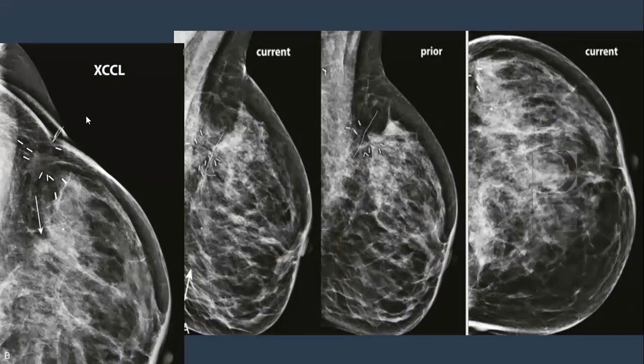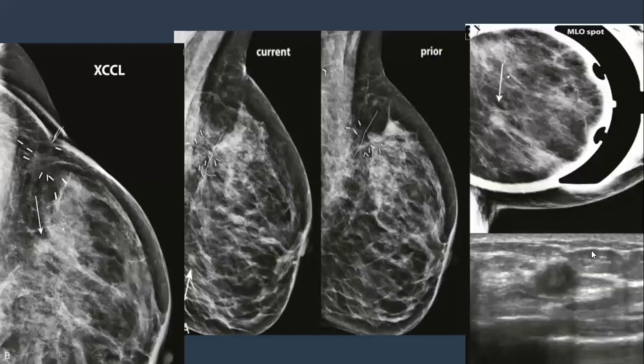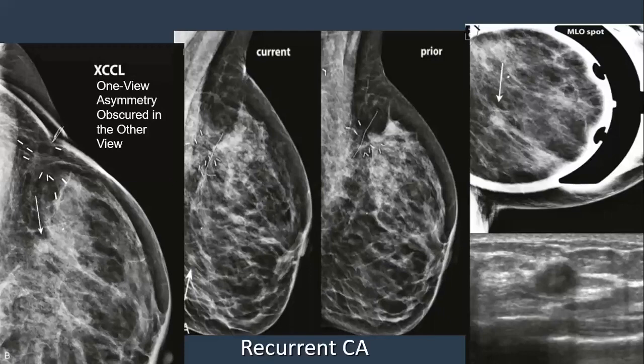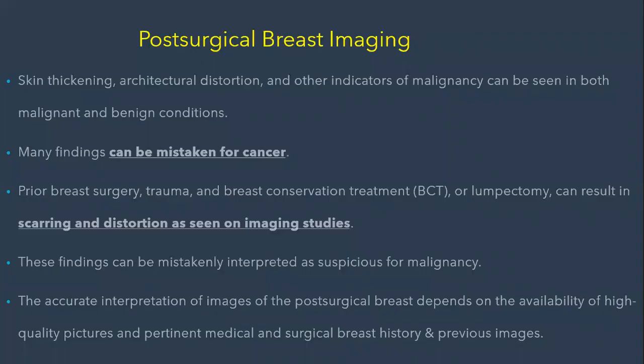This is a spot magnification confirming the focal asymmetry. On ultrasound it is seen as an indistinct, suspicious heterogeneous hypoechoic mass, a small mass. So this is one view, asymmetry obscured on the other view, and it was a recurrent cancer. Okay, so this is post-surgical. We have a lot of benign post-surgical features that can be mistaken for cancer and can simulate cancers. We have to be aware of it.